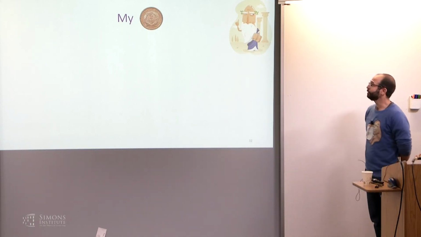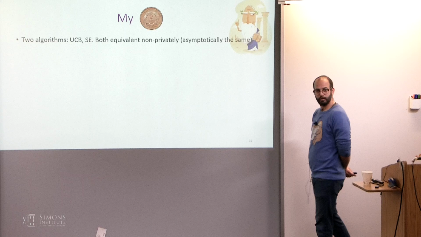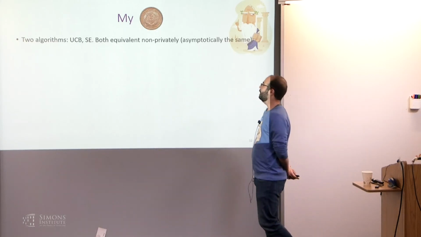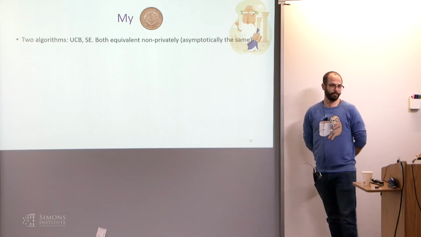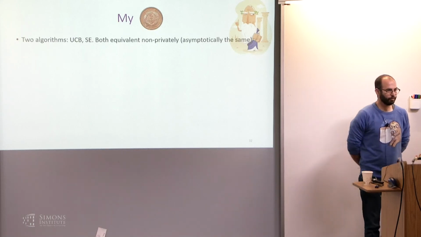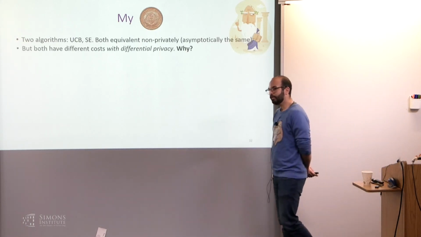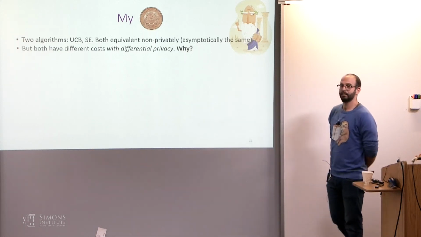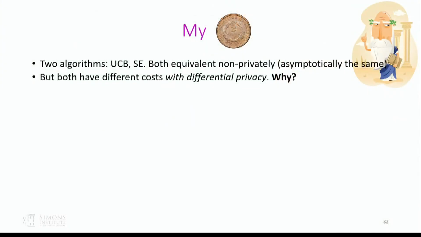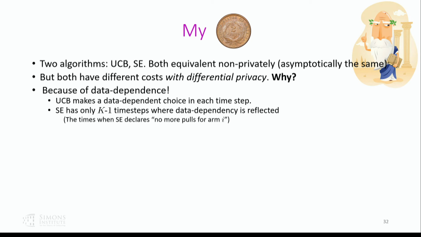High-level overview. There are 2 algorithms, UCB and successive elimination, that are equivalent non-privately. They have the same regret bound, and they're both optimal. And yet, when we make them differentially private, one is noticeably better than the other. And why is that?